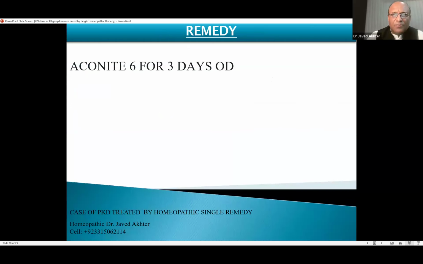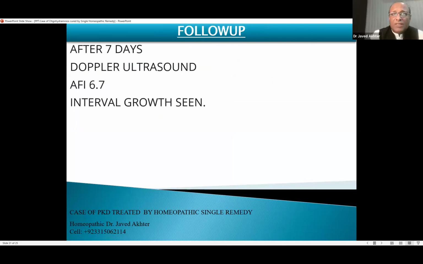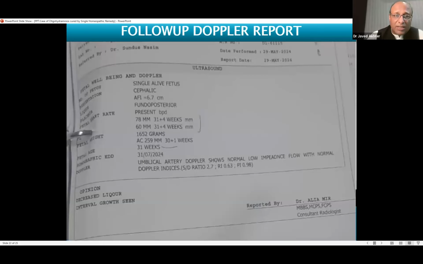And now Aconite was given to the patient. 6 potency was given once a day, one dose on the first day, second day and third day. And after 7 days, I advised the patient to get an ultrasound. The report shows interval growth seen on the ultrasound. You can see this report.